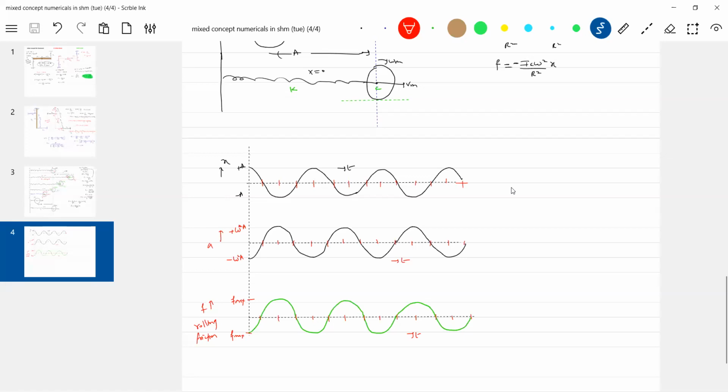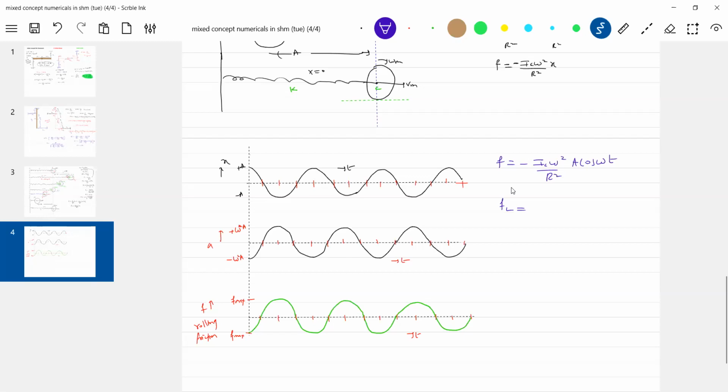What is x equal to? x equal to A cos omega t, shall we write? And what is the maximum permitted value of friction? mu s mg. What is the rolling friction? F is equal to minus I_C omega square R square A cos omega t. Then what is the maximum permitted value, A max, is what is being asked.